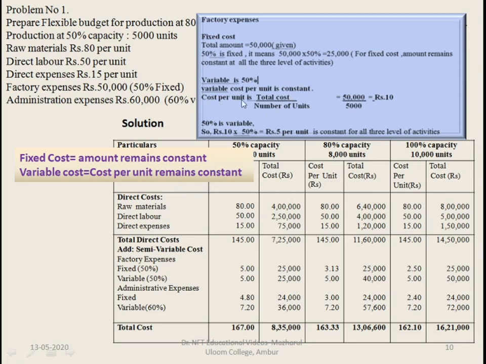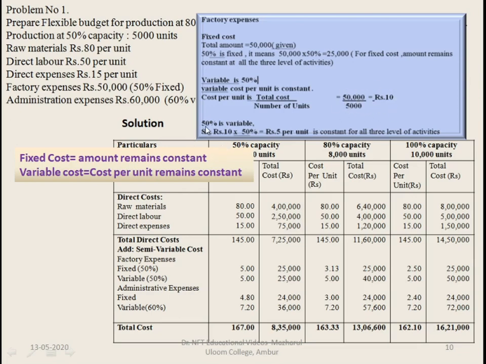So here cost per unit we have to calculate. Total cost is 50,000, which is given, divided by number of units, 5,000. So 50,000 divided by 5,000 units is rupees 10. So this is for 5,000 units. At the same time, we know that in case of variable cost, per unit remains constant. 50% is variable. This is the total cost per unit.